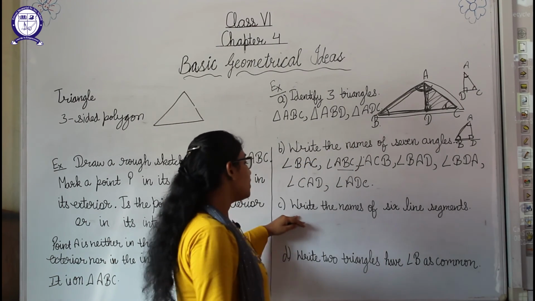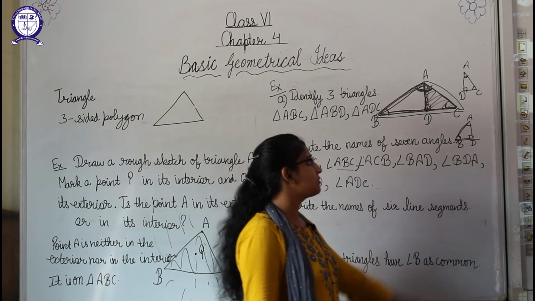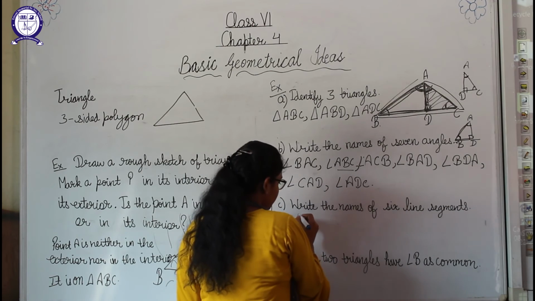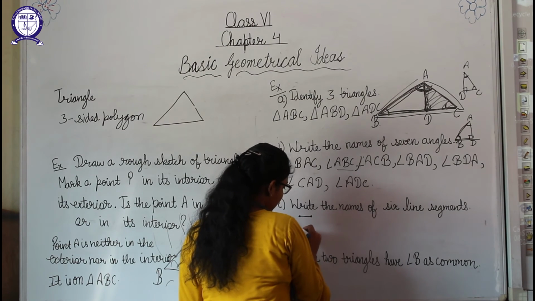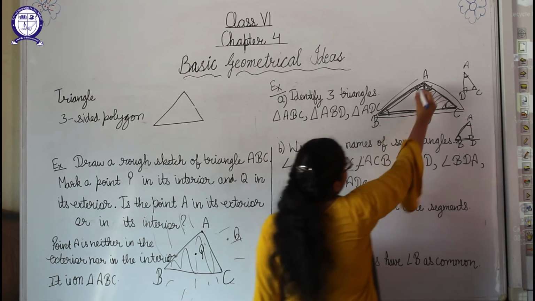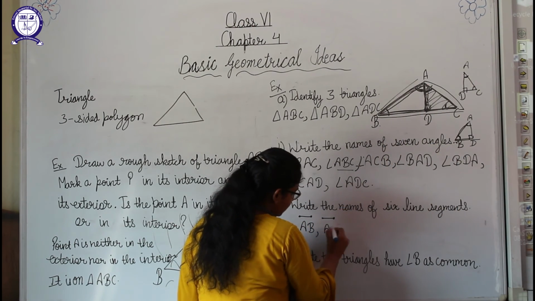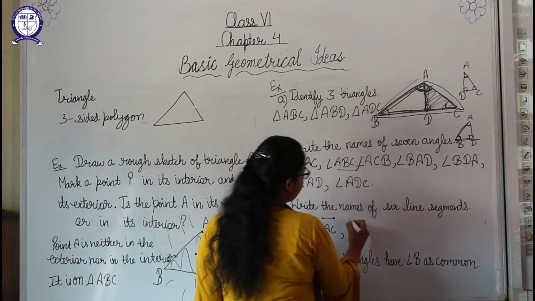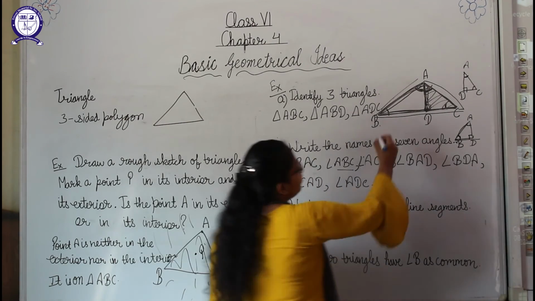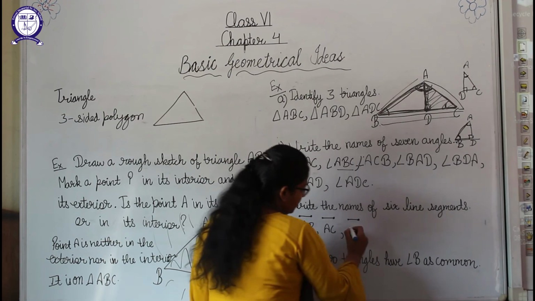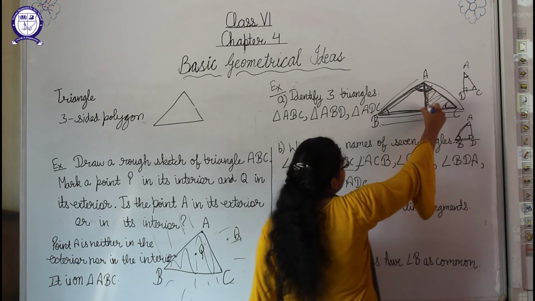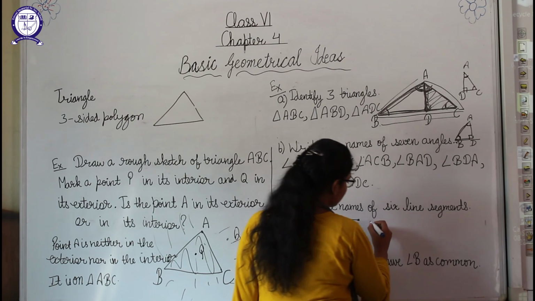Okay. Now C part is write the names of 6 line segments. What will be the 6 line segments, students? AB is one of the line segments. So we will write AB. Now next one will be AC. So I am writing here AC. Okay, students, why am I making this symbol? Because this symbol is used for line segments. Okay, now this bigger one BC. So this is another line. Now students, this middle line BD, which is passing in this triangle.